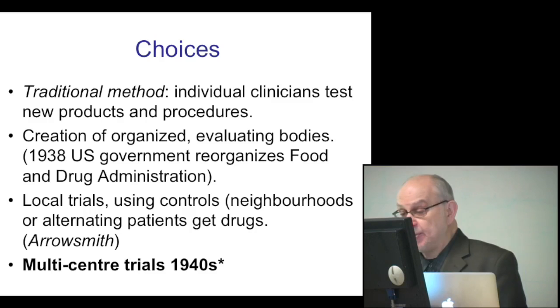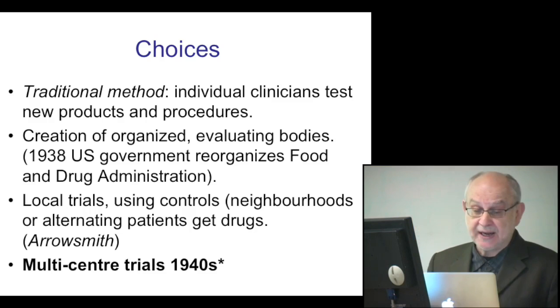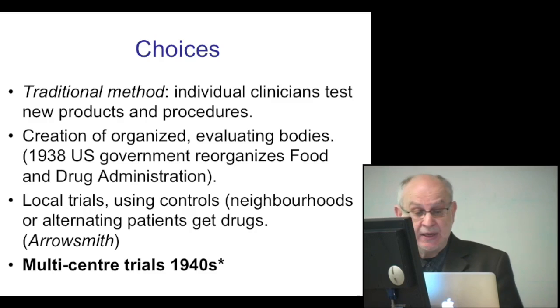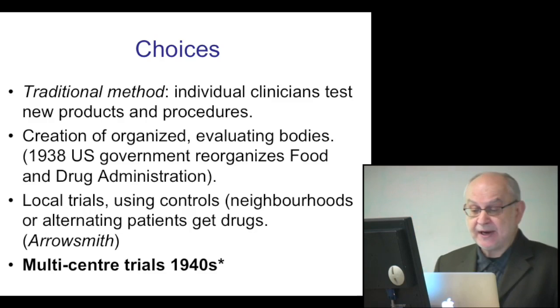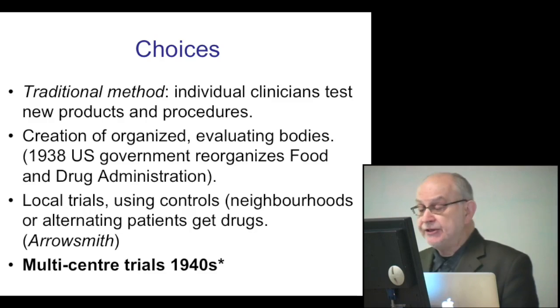A second way of doing it was organized evaluation of therapies. In 1938, the Food and Drug Administration was reorganized and began to be responsible for evaluating therapies. And by the 1920s, 30s, and 40s, you begin to get local trials using controls of various sorts.